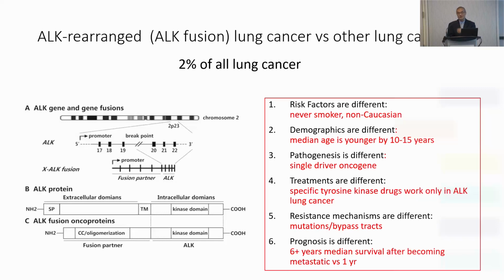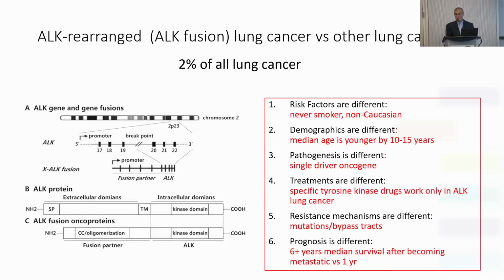The median age is younger by 10 to 15 years. It's a single driver oncogene as opposed to most lung cancers where the idea is you have multiple DNA damage hits that lead to the cancer itself. The resistance mechanisms are totally different. They're usually in ALK related to one of two things, either another mutation that occurs in the gene that now makes the current drug useless because it can't bind or can't fit because the configuration of the molecule has changed, or bypass track. So in other words, instead of going down the ALK pathway, it bypasses it and goes down the NRAS pathway, for instance.